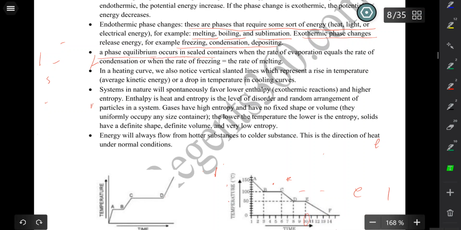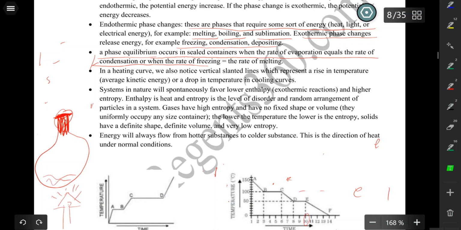A phase equilibrium occurs in sealed containers when the rate of evaporation equals the rate of condensation. So let's say you have a flask here and it's sealed from the top, and you have some sort of heat here, and you have some liquid water here.